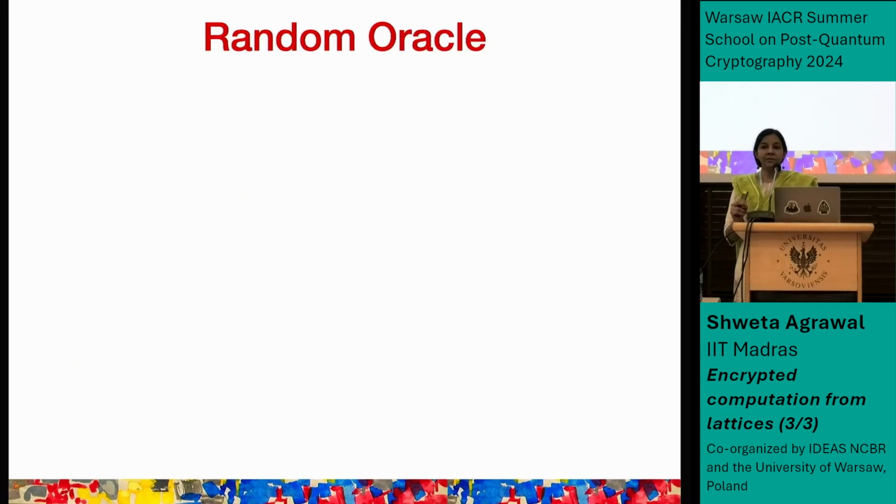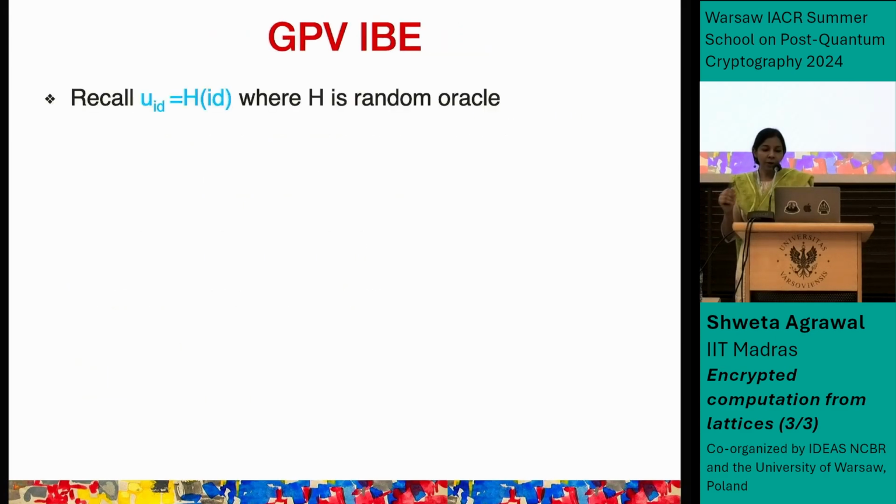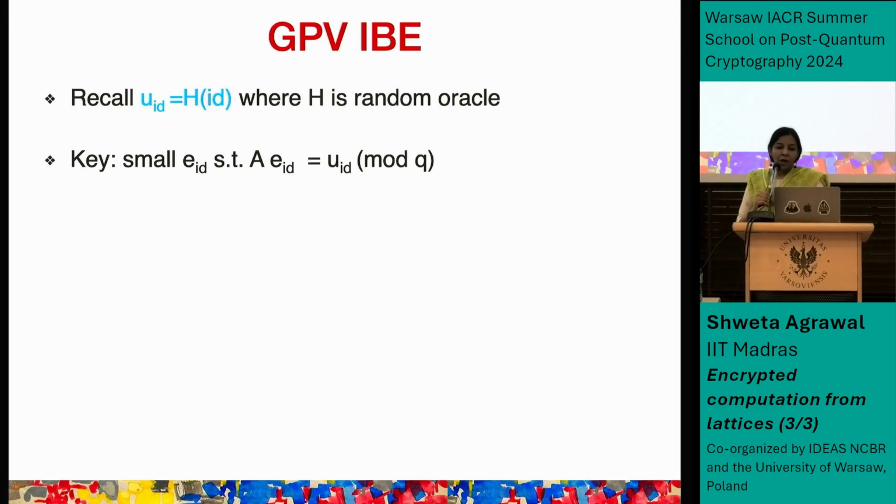Are there any questions about the random oracle model for those who haven't seen it before? Make sense? Just think of H as a random function. It's called an oracle because I query it with any input and I get a random output. Okay, good. So we're finally ready to see the IBE scheme.